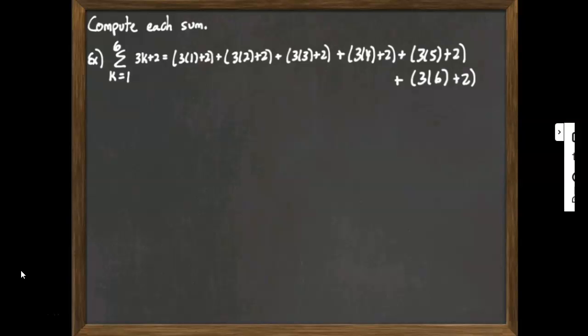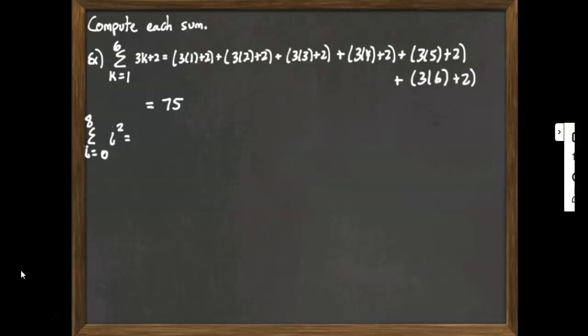And so then you multiply all that out and add it up, and we'll get that the sum is equal to 75. So at this point, you're just taking 3 times 1 plus 2, which would be 5, plus 8, plus 11, plus 14, plus 17, plus 20. Add all those up, and we get that the sum as K goes from 1 to 6 of 3K plus 2 is equal to 75.